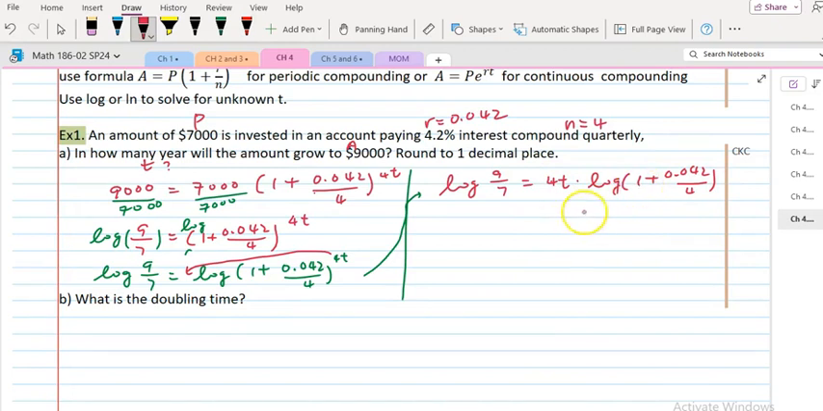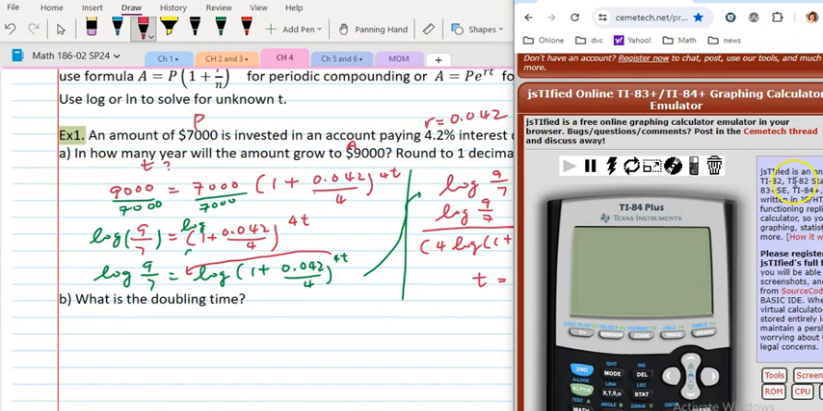So to solve for t, this is a number that I just haven't entered into the calculator. So your t would be log of 9 over 7 in the numerator, divided by 4 times log of (1 plus 0.042 over 4). So it's just a matter of putting it in the calculator. I'm going to show you. So t equals what? Round to 1 decimal place.